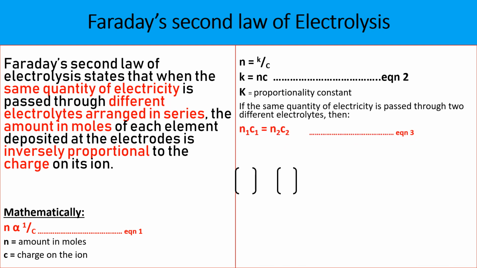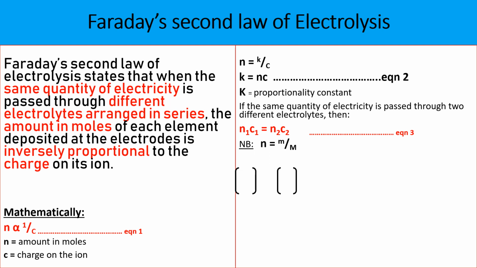But if the same quantity of electricity is passed through two different electrolytes, then you can say the amount in mole of the first element times the charge on the ion of the first element is equal to the amount in mole of the second element times the charge on the ion of the second element, which means that the product of the amount in mole and charge of the first element is equal to that of the second element. So this can be our equation number 3.